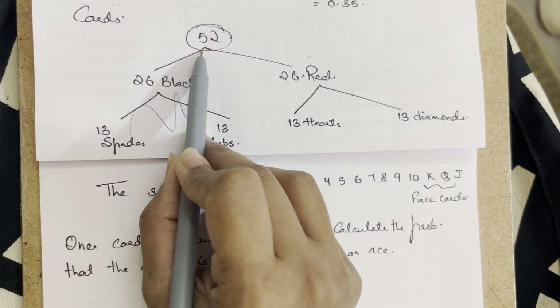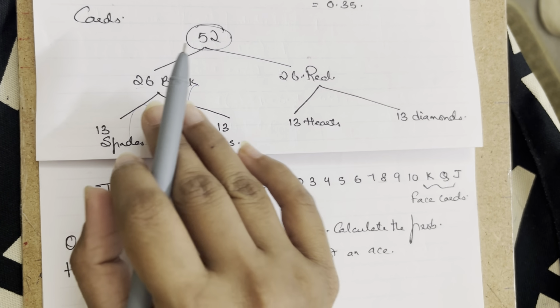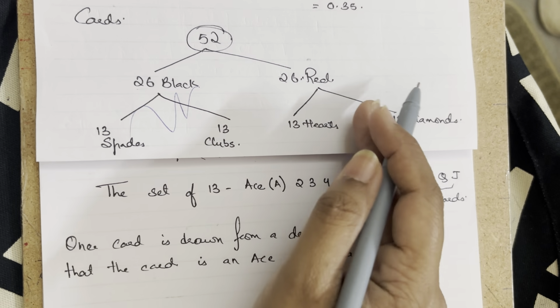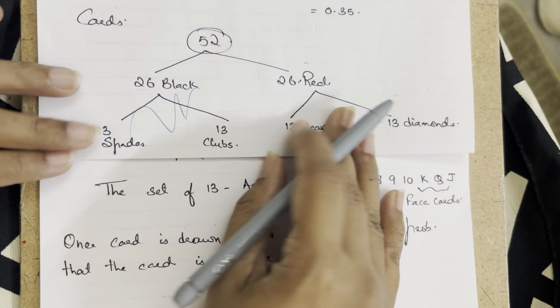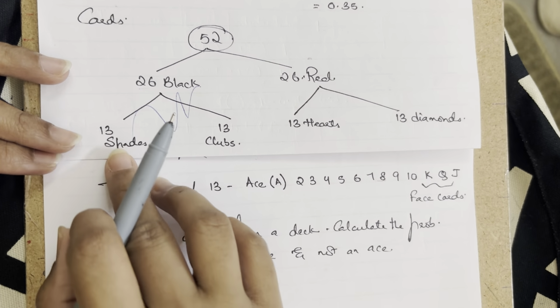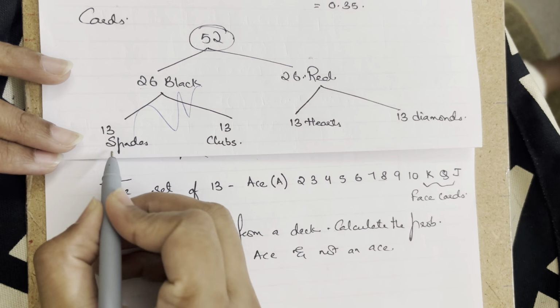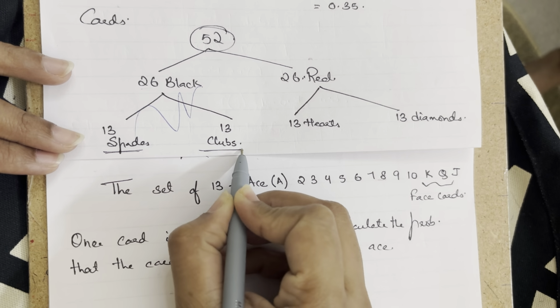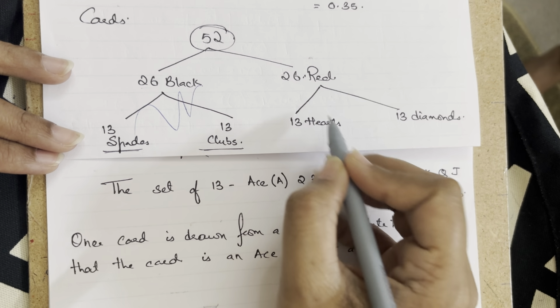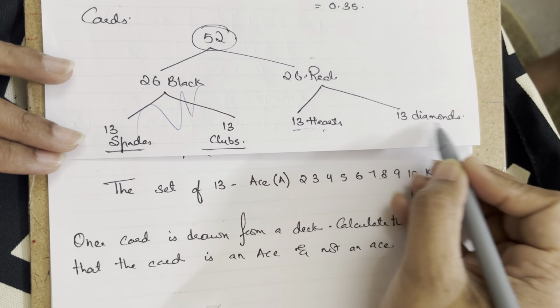So there are a total of 52 cards, and these 52 cards are divided into 26 black cards and 26 red colored cards. Now further ahead, these 26 are divided into stacks of 13, 13, 13, 13. The 26 black are divided into spades and clubs. The 26 red are divided into 13 hearts and 13 diamonds.